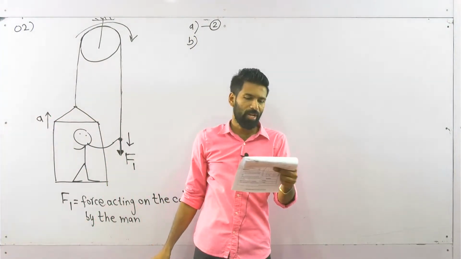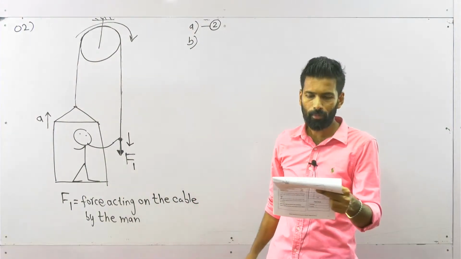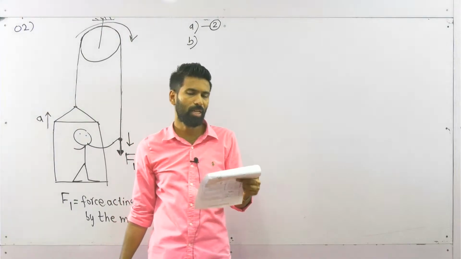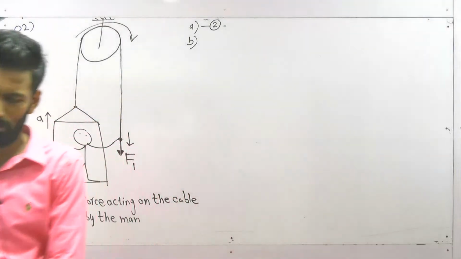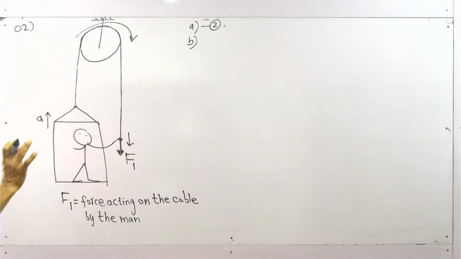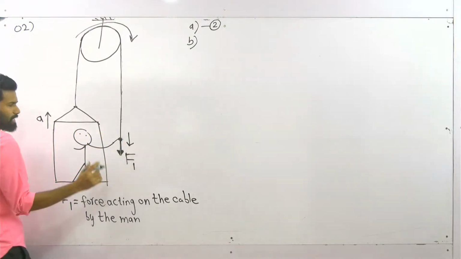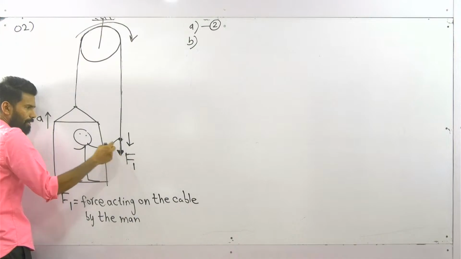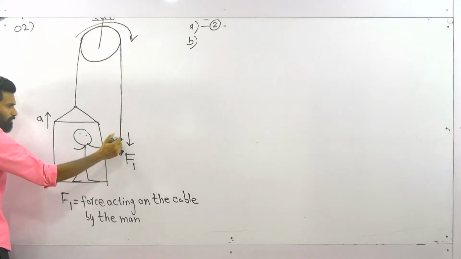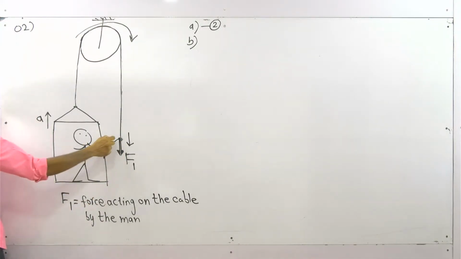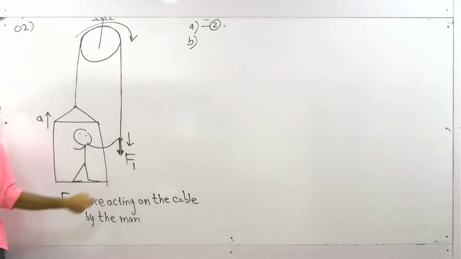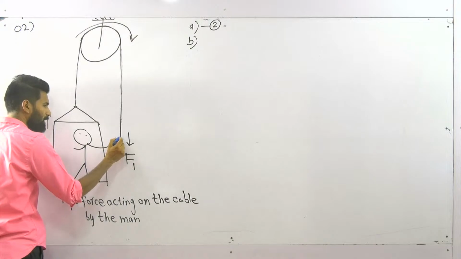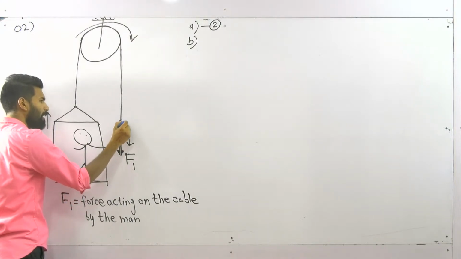Draw clear free body diagrams showing all the forces acting on the man and the lift. Use the given diagrams. Okay, I'm going to teach it now again. I have already taught you this. Now what happens here? When the man pulls the cable downward, what happens? This F1 is the force acting on the cable downward. So the man pulls the cable downward with the force F1. Then from Newton's third law, there will be a force acting on the man's hand upward.